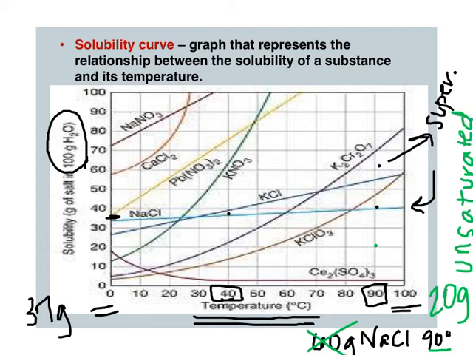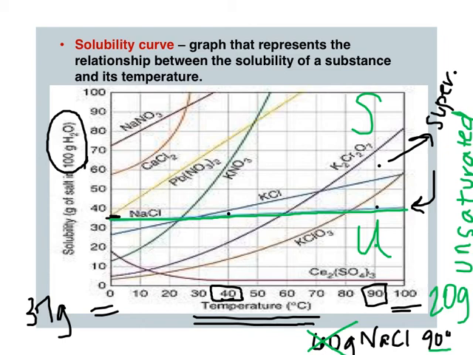Now, that's talking about specifics. You'll use these graphs on your homework to figure out if the solutions are saturated. Saturated is directly on any of these lines for any of these solutions. Unsaturated is below the line, and supersaturated is anywhere above the line. That will be the hardest part for you guys to figure out.